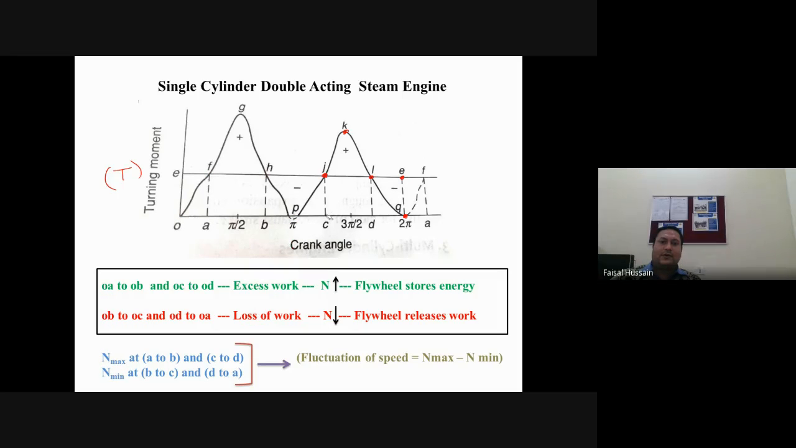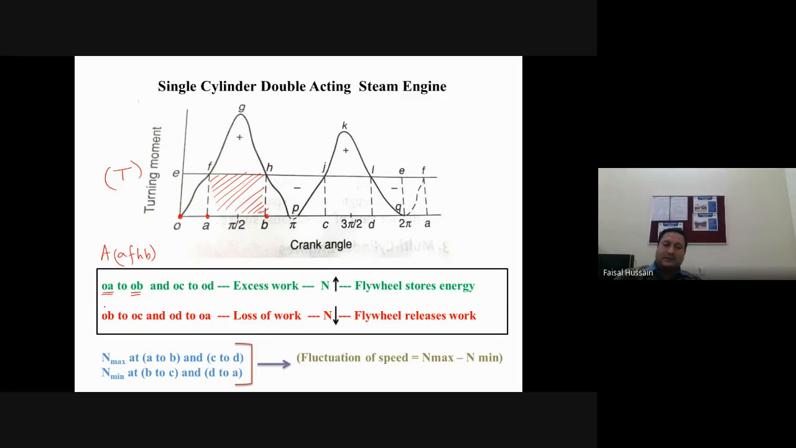During point OA to OB we will see that the work done by the engine is the area AFHB. This is the work done by the engine during OA to OB, and I have written it too: during OA to OB, the work done is area AFHB. This is the area.